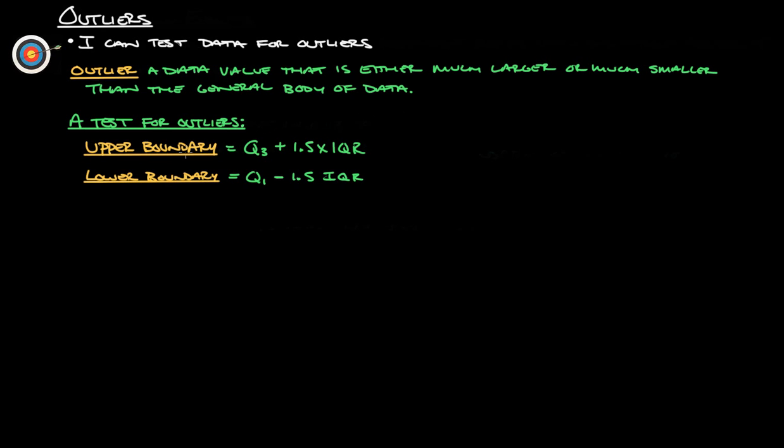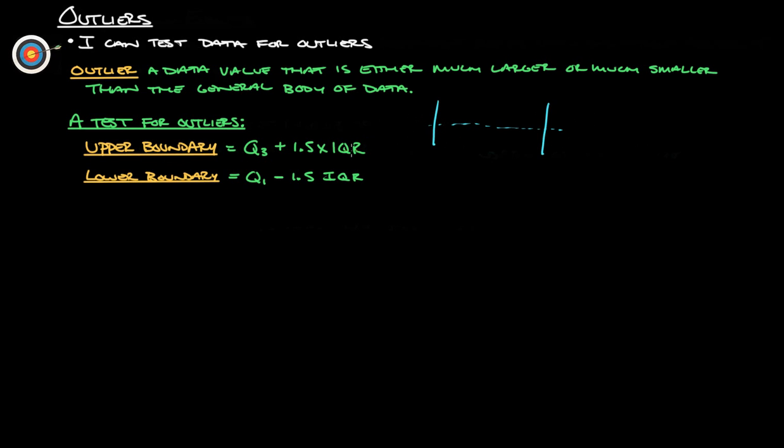To find the upper boundary, let's say we have a bunch of data pieces here, and we're going to say right here is the upper boundary, and right there is the lower boundary. Anything above that would be an outlier, and anything below that would be an outlier.